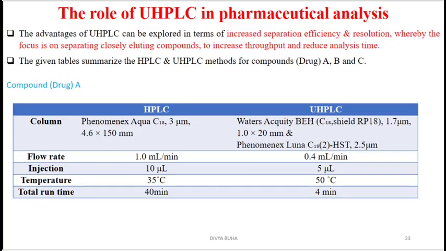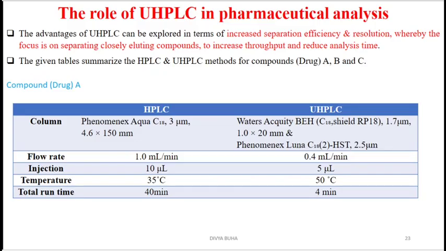And the very important point is that UHPLC is very helpful in separating closely eluting compounds. Now, closely eluting compounds means the retention time of the compounds would be very near to each other. So, there would be very less time gap between their elution, right? So, due to this, what will happen in the chromatogram? The peaks of the closely eluting compounds would be nearer to each other.